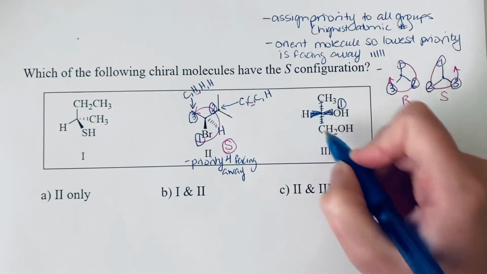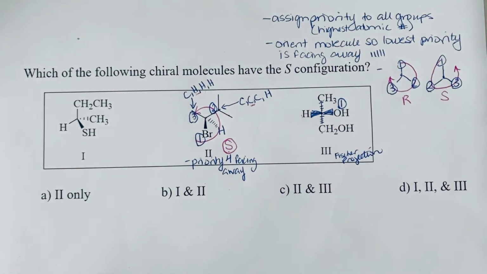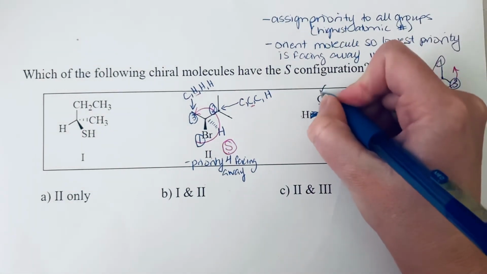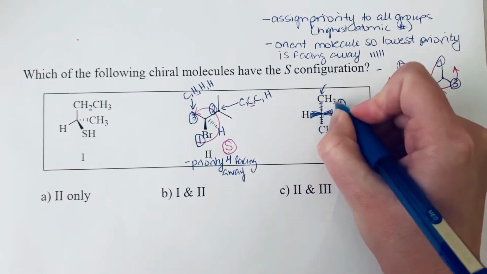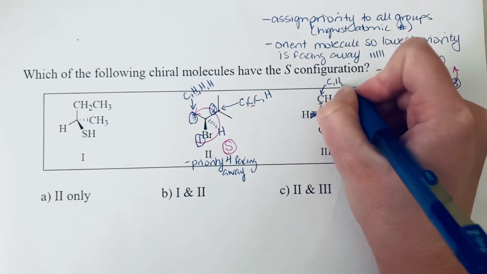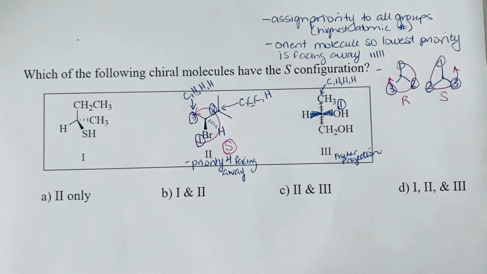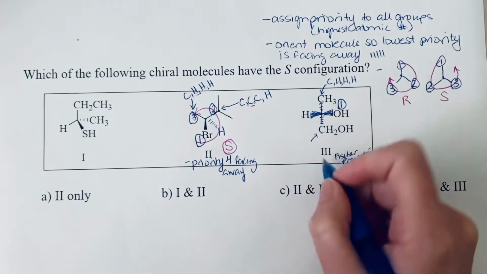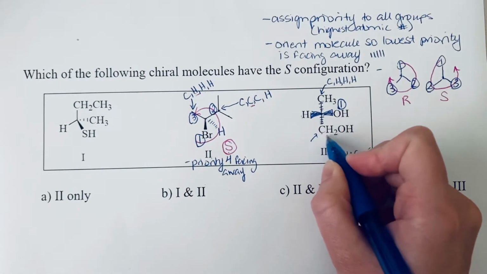And then we have a carbon and a carbon. So those have the same atomic number. So now we need to consider what those carbons are bound to. So this top carbon has a bond to the center carbon and 3 hydrogens. Okay, and this bottom carbon has a bond to carbon, 2 hydrogens, and an oxygen.